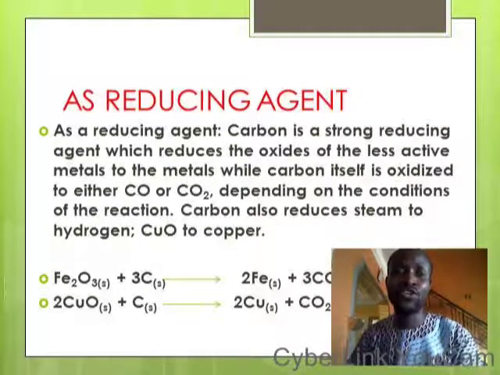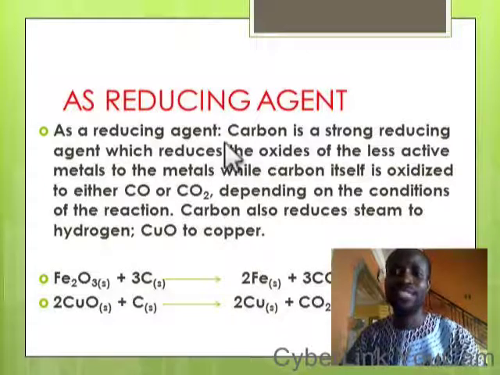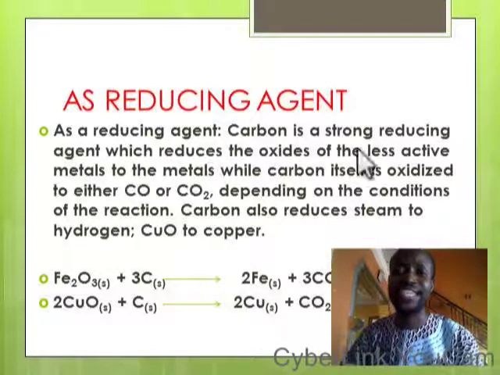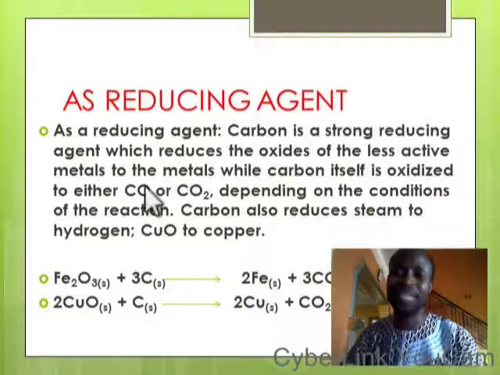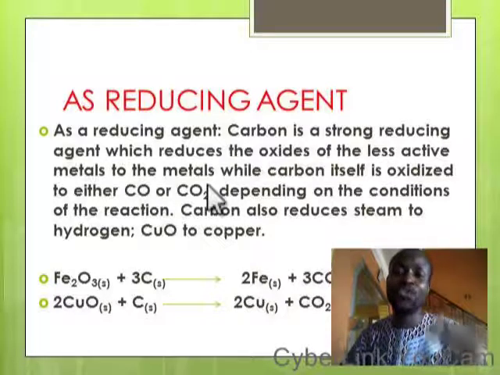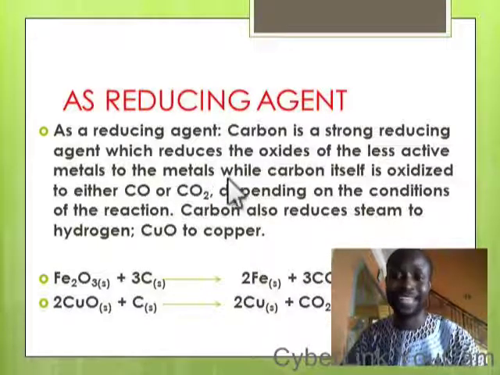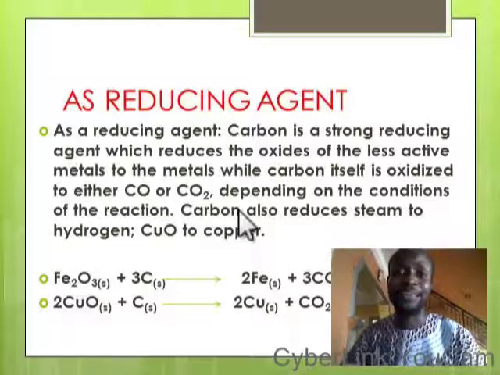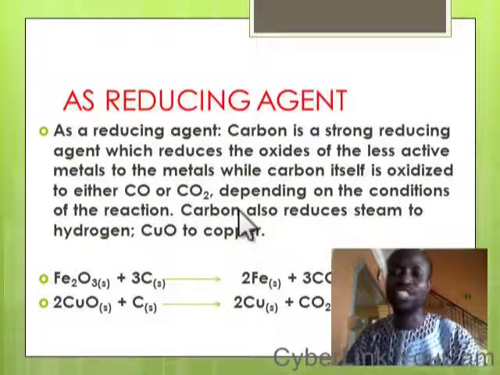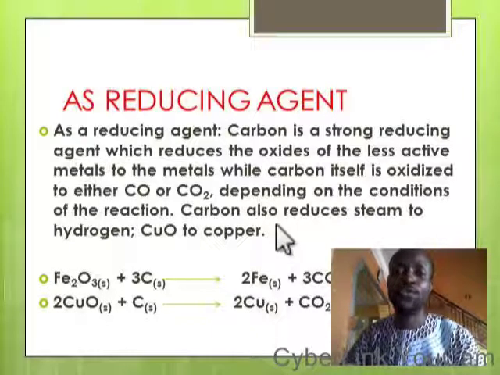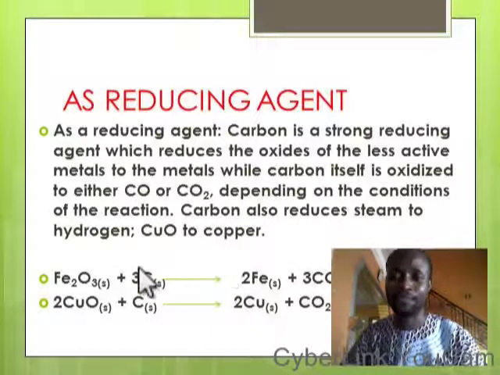Now, carbon can also be exhibited as a reducing agent. As a reducing agent, carbon is a strong reducing agent which reduces the oxides of the least active metals. Metals that are lower in the electrochemical series are least active. While carbon itself is oxidized to either carbon(II) oxide or carbon(IV) oxide, depending on the condition of the reaction. Carbon also reduces steam to hydrogen.